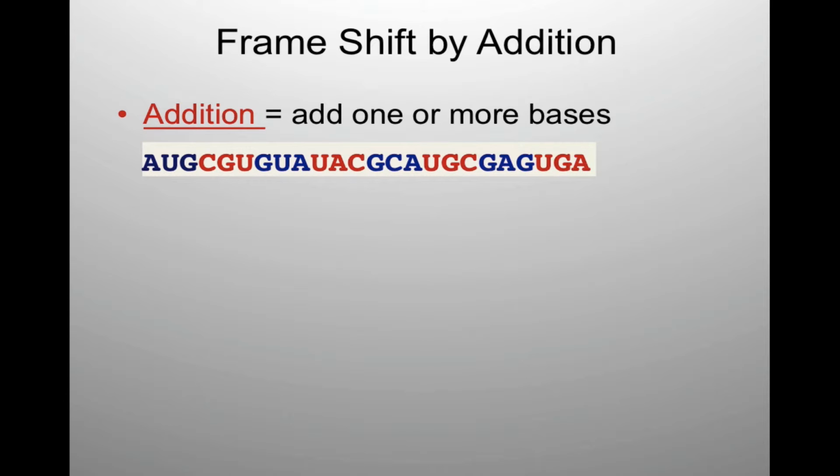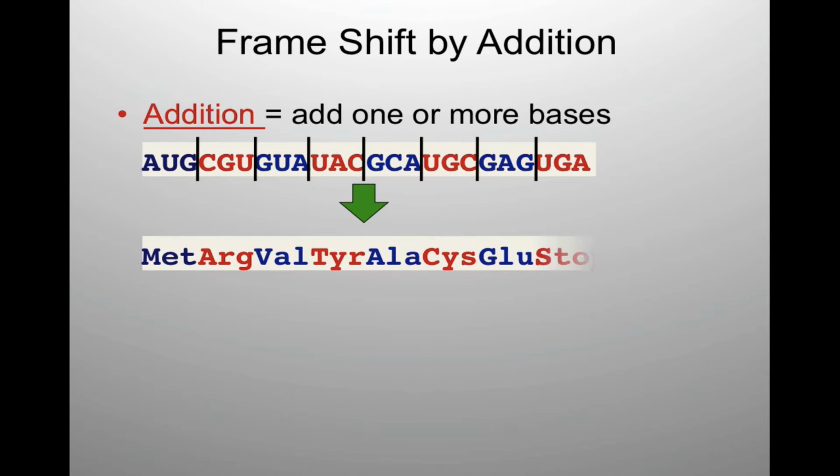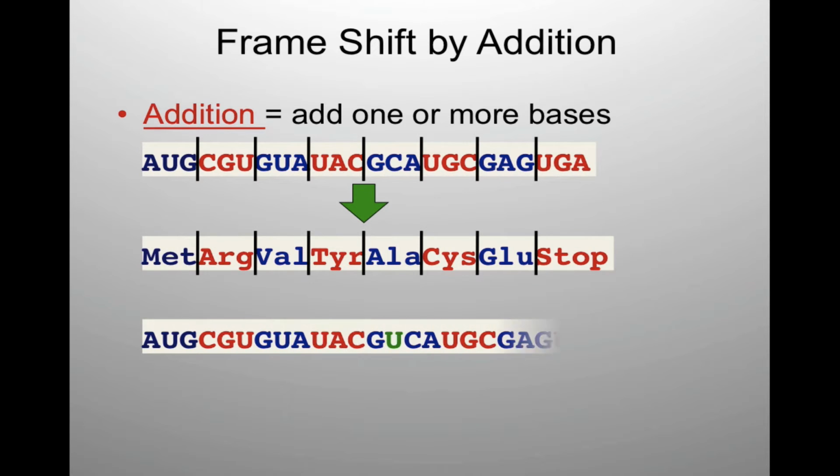Let's take a look when we're actually using bases here. Addition: let's add a base. Here's our sequence. Here's our messenger RNA at the top. These are the amino acids that it codes for. Now we'll add the base here. We're going to add a U in between the G and the C. Let's see what happens.